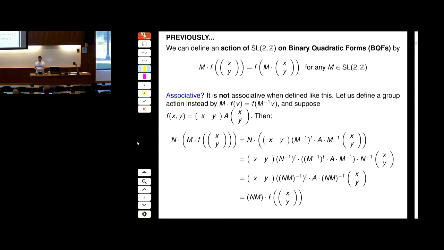And it's a nice way to see it if you write the binary quadratic forms using our alternative definition. Just write them like this with a matrix in between. Then you can see that the associativity works if you have inverses inside. Okay, so there you go.